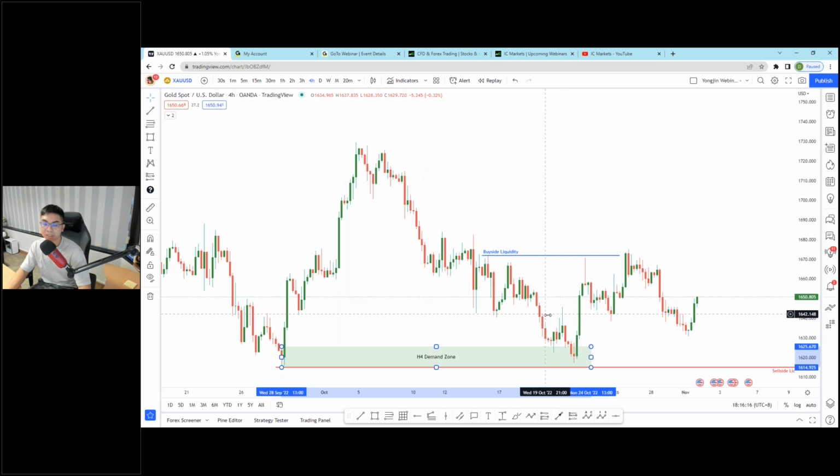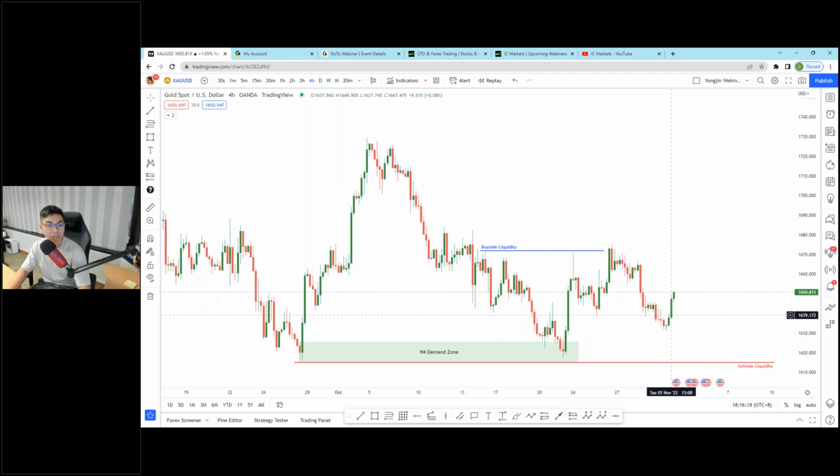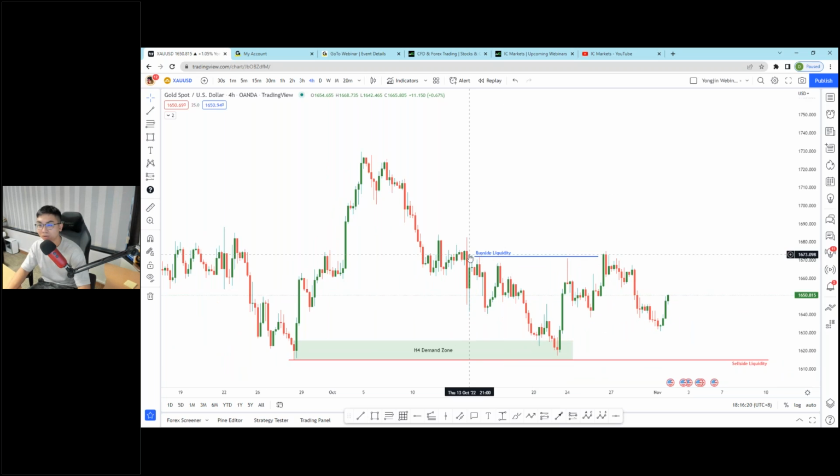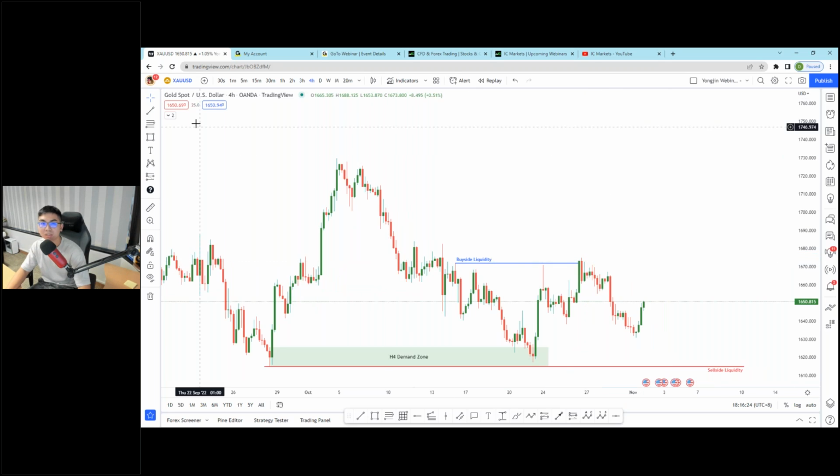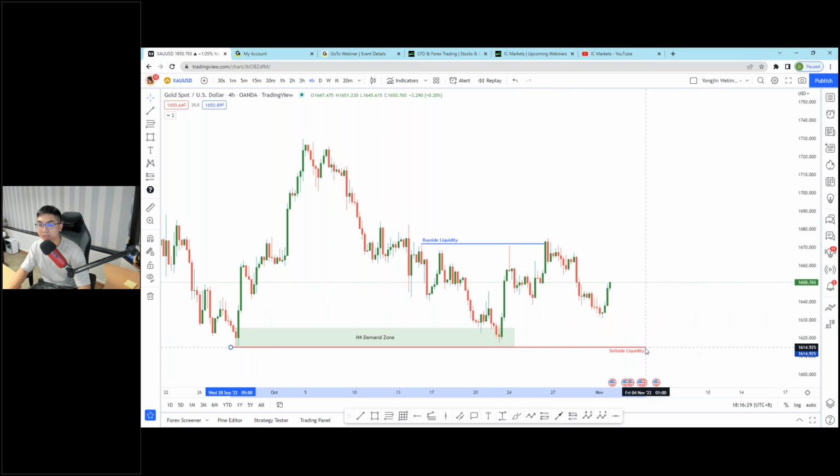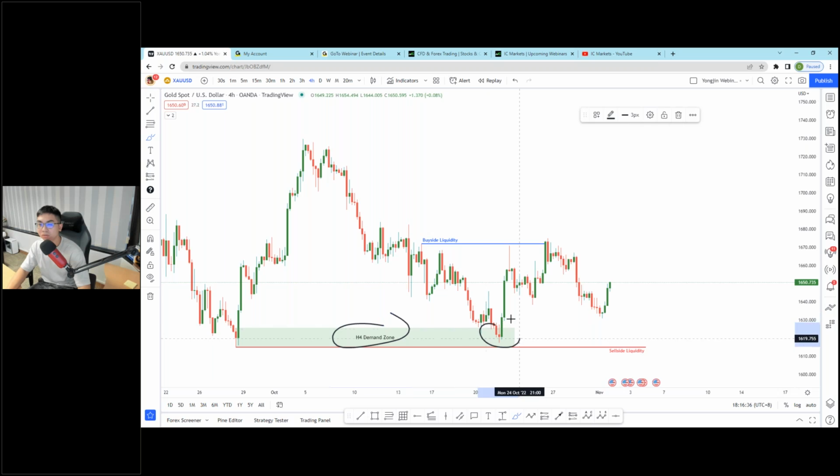So this is how I would analyze. I don't trade Gold. I haven't touched Gold for quite a while, but sure, I'll do the analysis. So buy side liquidity, H4 demand. So we have every reason. I want all the reasons why price is doing what it did. So for here, price tapped into the H4 demand zone and then it reflected off. It cleared the buy side liquidity resting there before it went downwards.